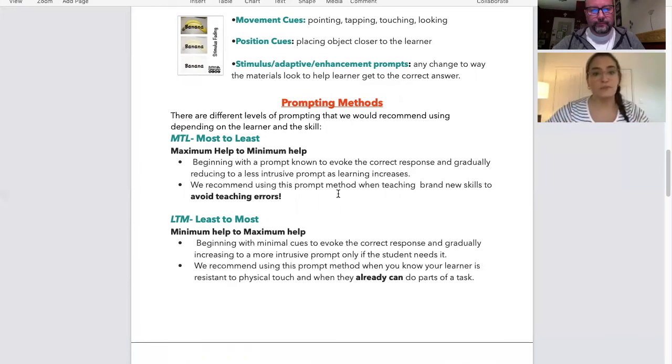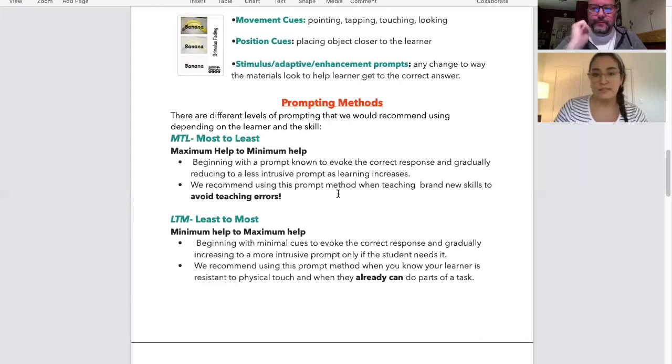So you're going to begin with a prompt known to evoke the correct response. So for instance, if pick up cup is the target and I've never been taught this before, Jimmy will say, pick up cup, and he'll take my hands and pick up the cup. That's the maximum amount of support. And then as the sessions go on, he's going to gradually reduce to a less intrusive prompt. So that could be tapping my hand to touch it, tapping the cup, tapping my elbow, looking at it. It's just gradually determining what's the maximum amount of help and then fading it backwards, essentially. We recommend using this prompt method when teaching a brand new skill to avoid embedding any errors into that chain.